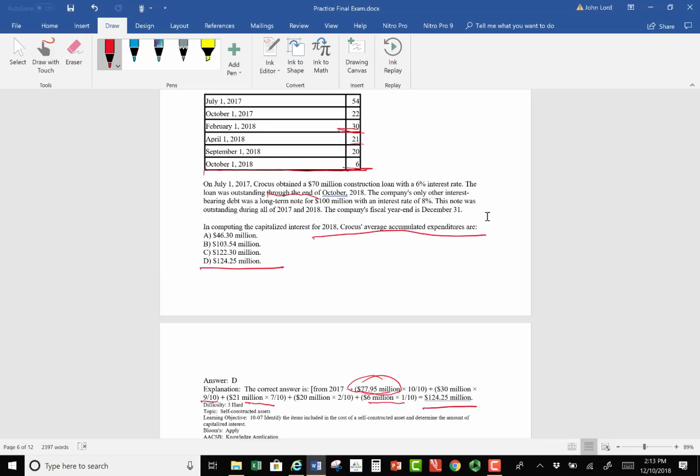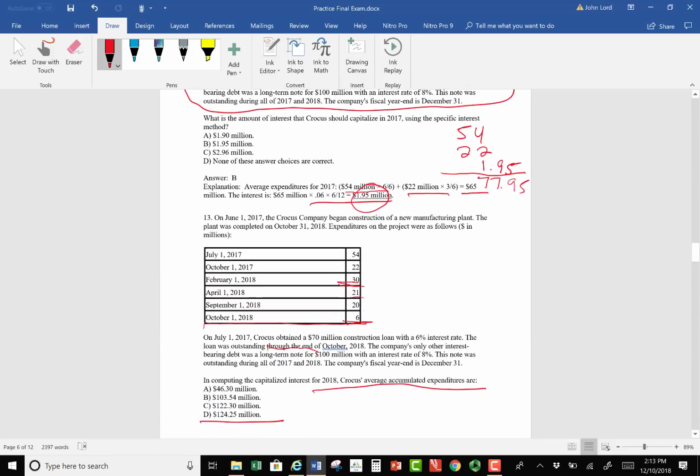Because it was outstanding all of the 10 months in 2018. Counted on what books? It's already there. We don't count it twice. It's a balance sheet item. This only had a balance sheet effect. 77.95, there would have been a debit to construction in progress, and we'll just say credit to cash for 77.95, right? For that whole thing.